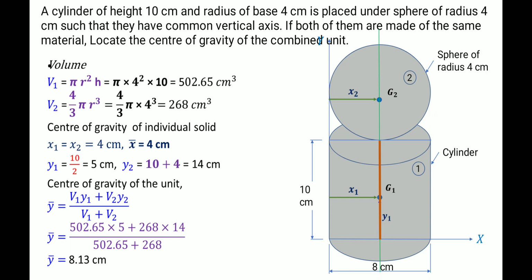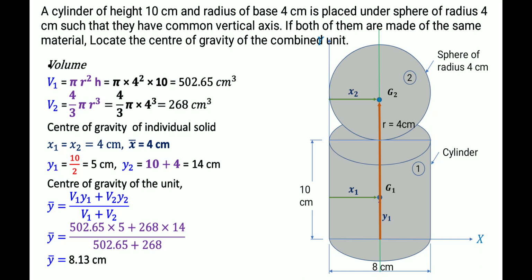Then y2. y2 is the distance up to this point, right? So we have to take it from the x-axis up to this G2. What is this y2 value? We have to add 10 and something. Up to this is 10 centimeter, then this is the midpoint, the radius r. So we add 10 plus this radius, 4, which gives 14 centimeter as y2. We add 10 and the radius value, and then we get y2.